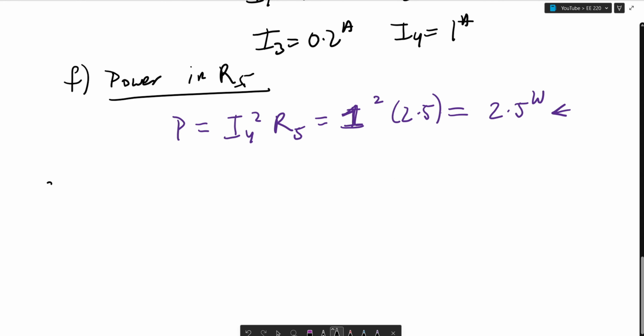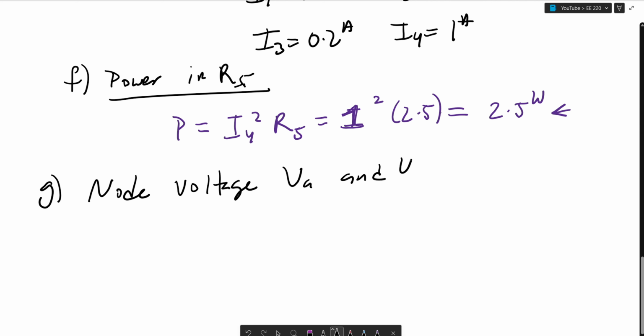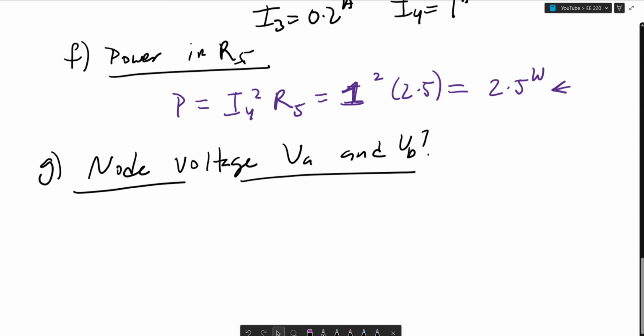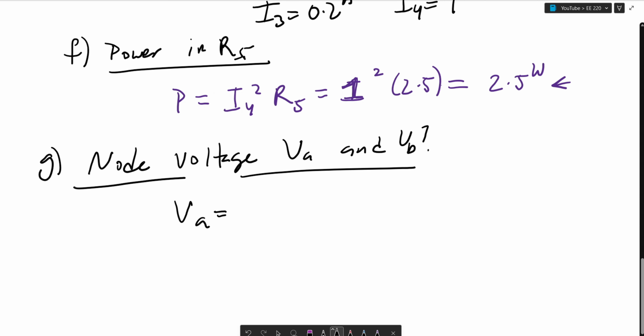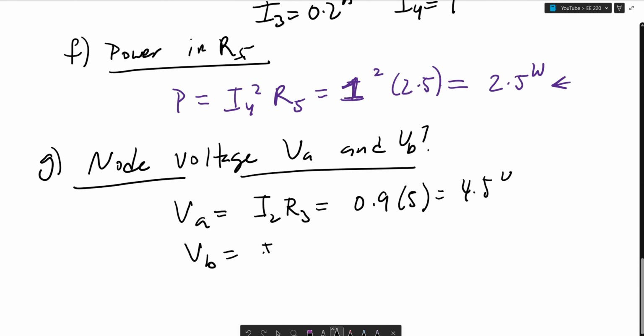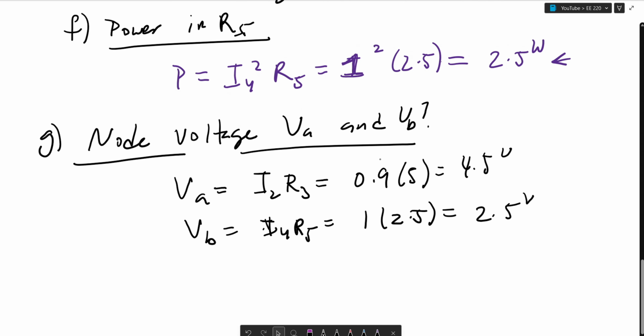And then G, we have what are the node voltages, VA and VB? And essentially, VA is equal to I2 times R3, which is equal to 0.9 times 5, which is 4.5 volts. And VB is equal to I4 times R5, which is 1 times 2.5, which is equal to 2.5 volts. I don't necessarily write the units, but this is amps, and this is ohms, this is amps, and this is ohms.